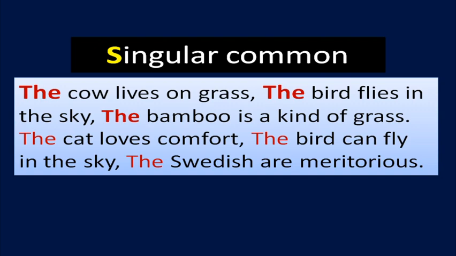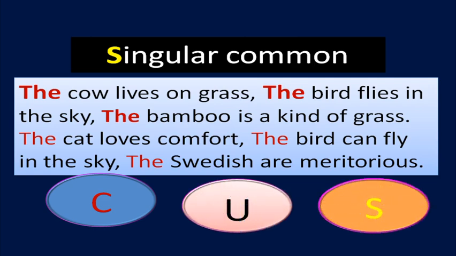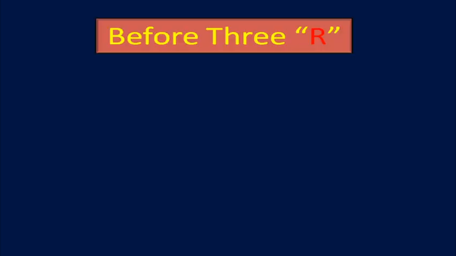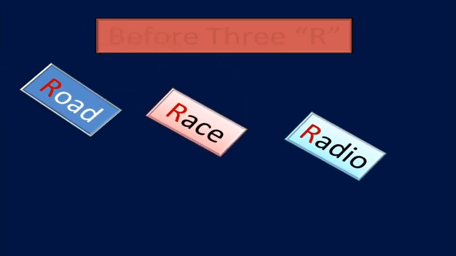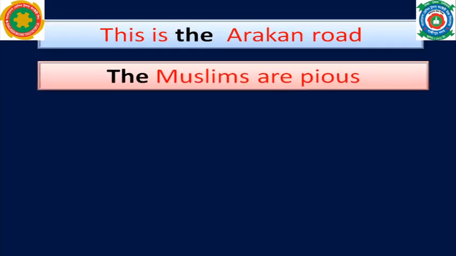The Swedish are meritorious, right? Here it means the nation. In the case of a nation, you have to use the. Okay, a whole nation. In the same way, it refers to later rules. Before three words, which are road, race, and radio, you have to use the, right? This is the Arakan road. Before road, you have to use the.